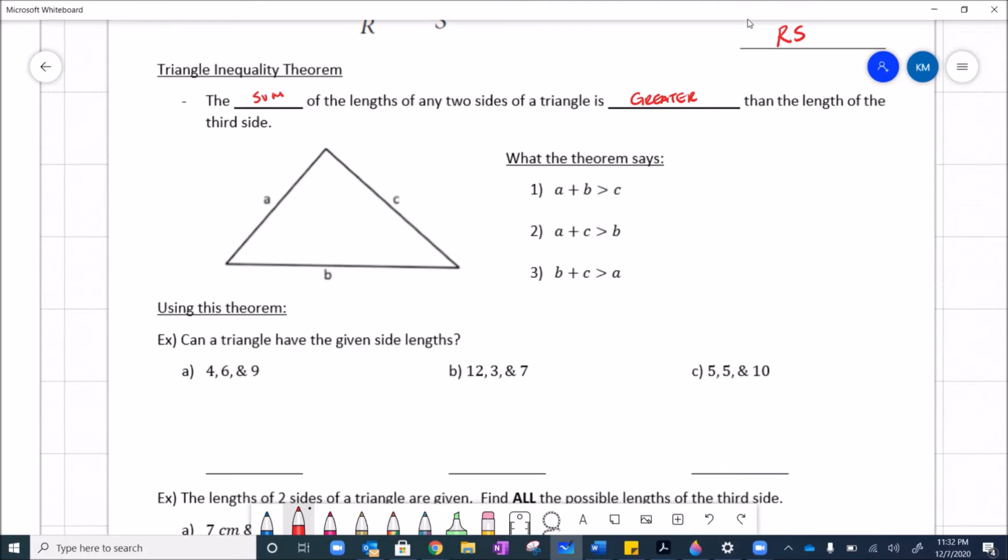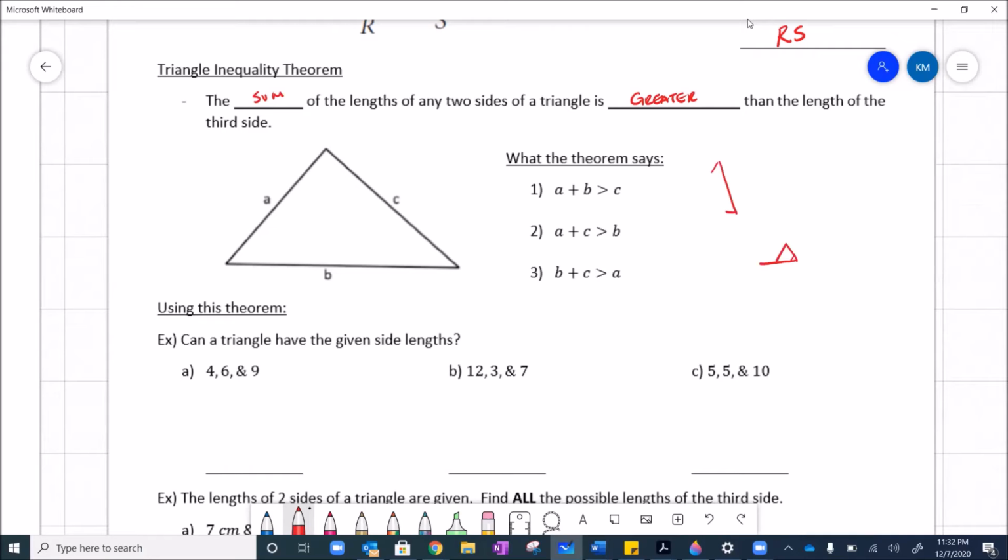And if it's not greater than the third side, then it is not possible to make a triangle with those lengths. What ends up happening is you either have a triangle that looks like this, where you're not able to touch the sides, or a triangle that looks like, and I'm terrible at drawing these, this, where there's no way to make it work for meeting at the vertex.